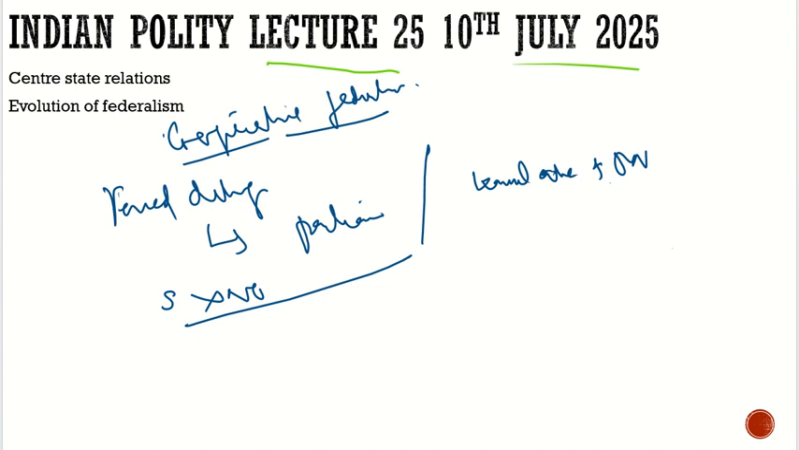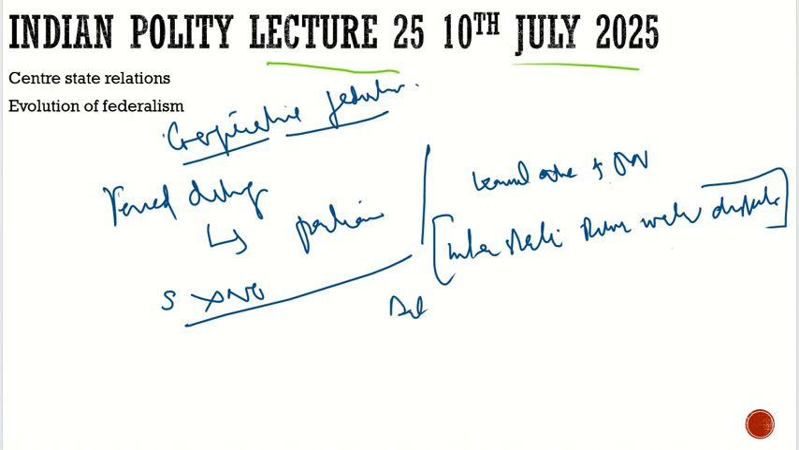So how will the center come into this picture? For example, there are disputes between two states, Karnataka and Tamil Nadu, with respect to water. So what will happen in interstate river water disputes? Interstate river water disputes are highlighted under Article 262 of the Indian Constitution. Under this Article 262, what can Parliament do?